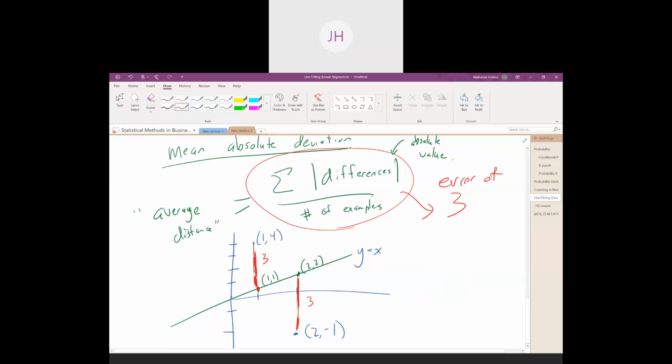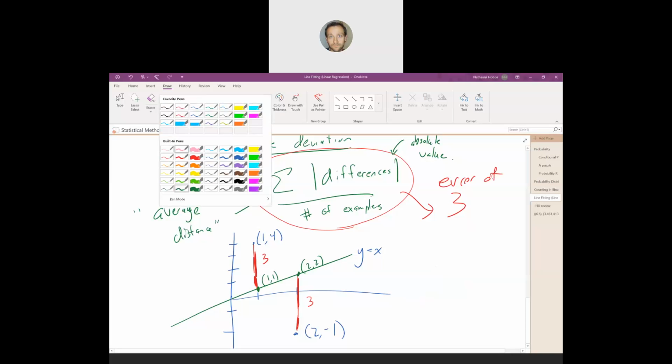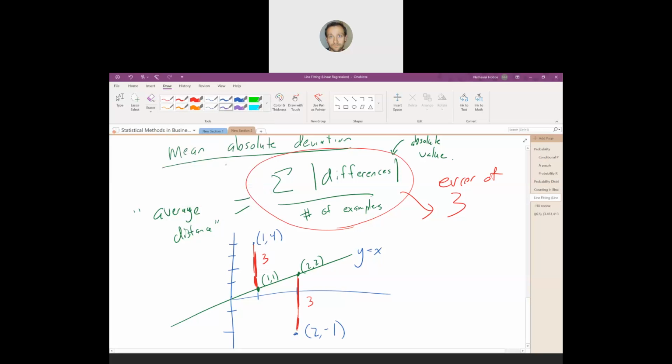Agree? Yeah. All right. Now, what we're talking about is something that's slightly different, and it's different in an important way. What we're doing here is the sum of the difference squared over the number of examples. Okay, so you're squaring it.